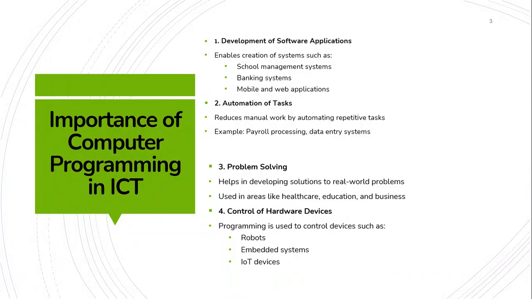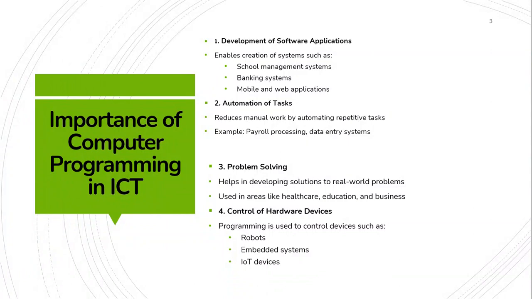Number two is that we do computer programming so that we can achieve automation of tasks. This helps reduce manual work by automating repetitive tasks. Example is the payroll processing and data entry system. Number three, on why we do computer programming, is problem solving. It helps in developing solutions to real world problems. It is used in areas like healthcare, education, and business, and so on.